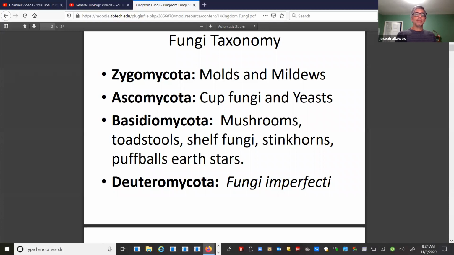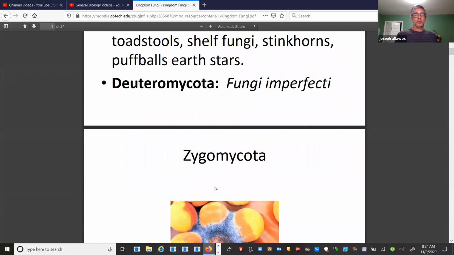Turns out these groups are based upon sexual reproductive structures that are produced, and we won't worry about the names of those. But this last group is kind of like a garbage group where we don't know because we've never seen them have sex for some reason, probably because they're so good at asexual reproduction. This group doesn't do sexual reproduction. They just do asexual.